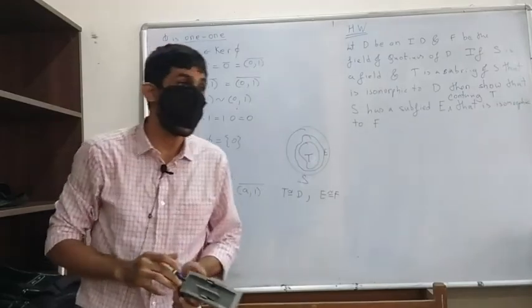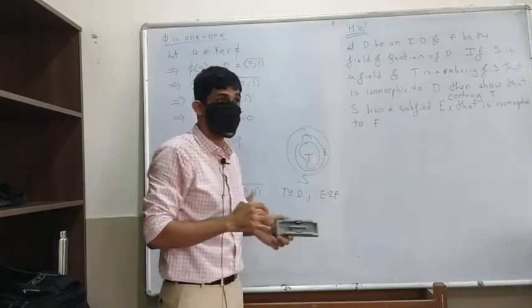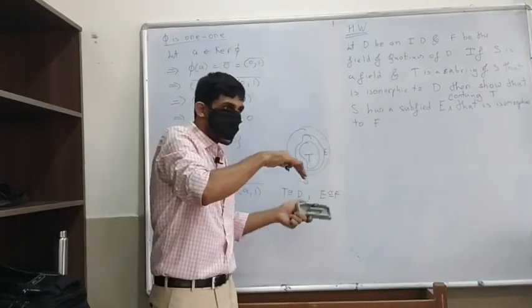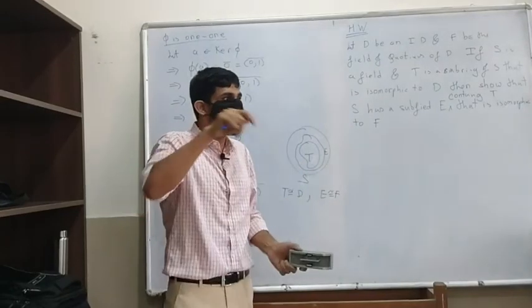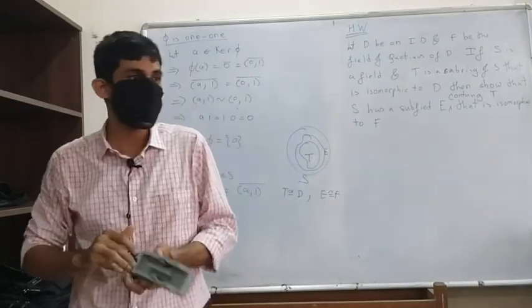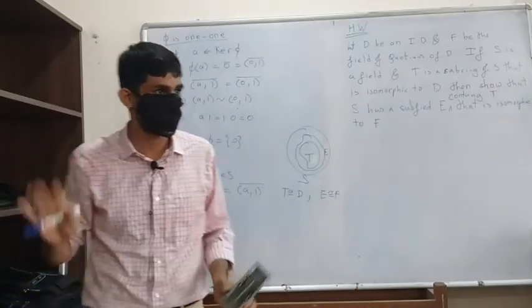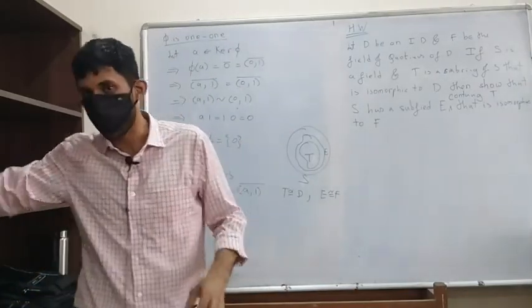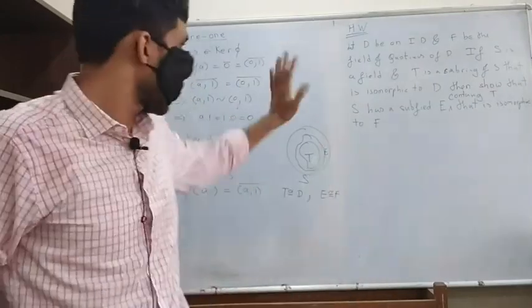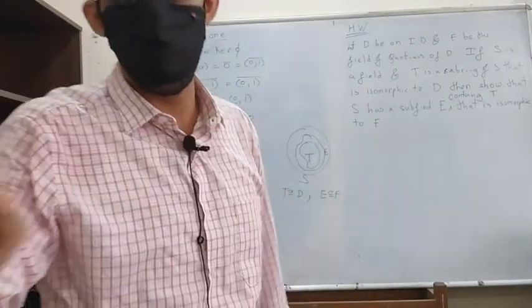That proves our result. That is what we are essentially saying: if a field contains the integral domain, it will also contain the field of quotients. That means the field of quotients is the smallest field containing the integral domain. That is what I want you to show. Let's see who can do this. Very simple. Okay, I'm going to stop the video.